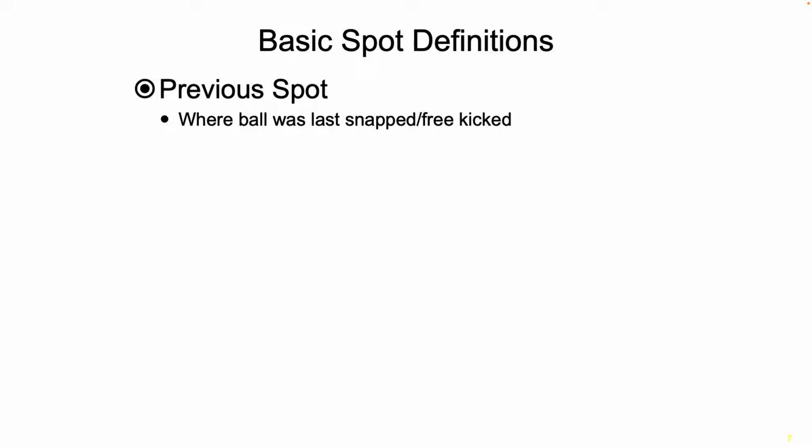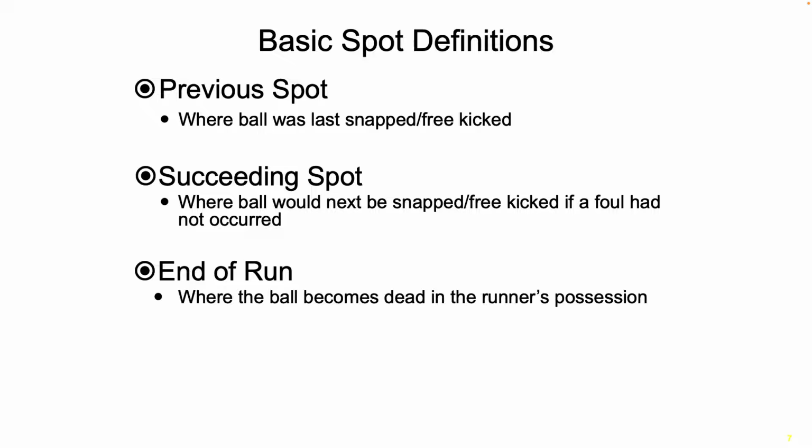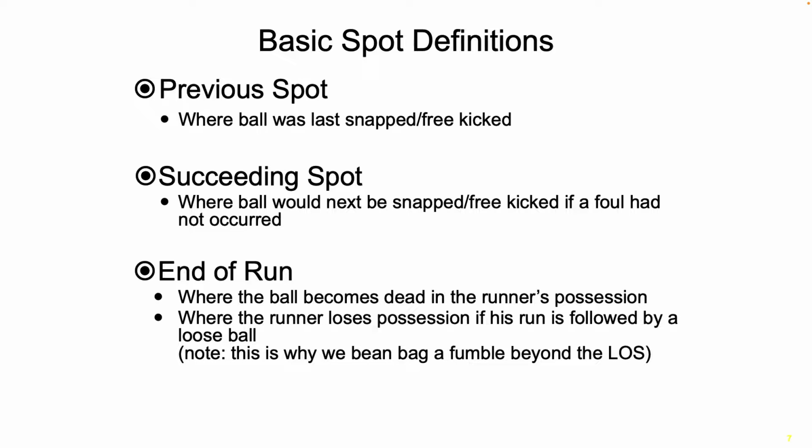Previous spot is where the ball was last snapped or free kicked. Pretty simple. Succeeding spot is where the ball would next be snapped or free kicked if a foul had not occurred. Where would we be snapping the ball next? End of the run is where the ball becomes dead in the runner's possession, or where the runner loses possession if his run is followed by a fumble. These are the 2 instances that categorize an end of the run. This is why we beanbag the end of a fumble beyond the line of scrimmage, because it is a potential spot of enforcement. So we need to know where that runner lost possession.